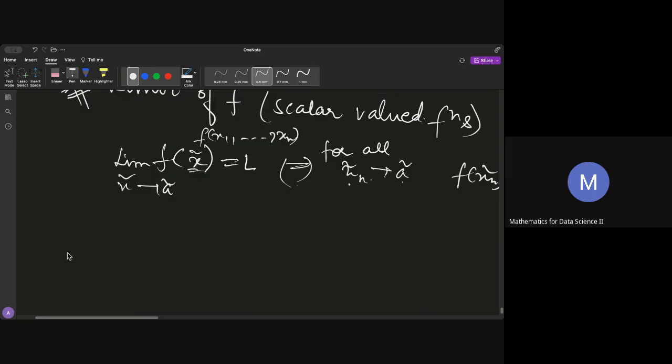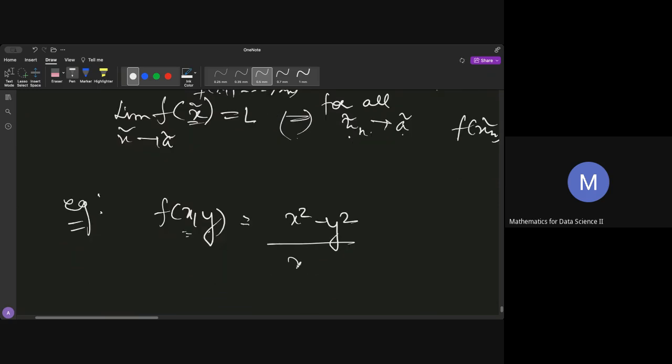Now let's take one example. Let's say you have f(x,y). I'm only taking x1, x2, that means I'm only taking two variables here, not moving into more than two. This will be f(x,y) = (x² − y²)/(x² + y²). And I want to find the limit of this function.